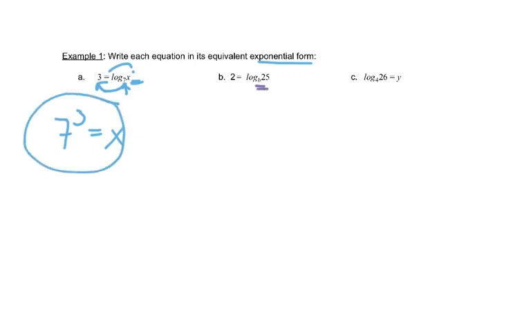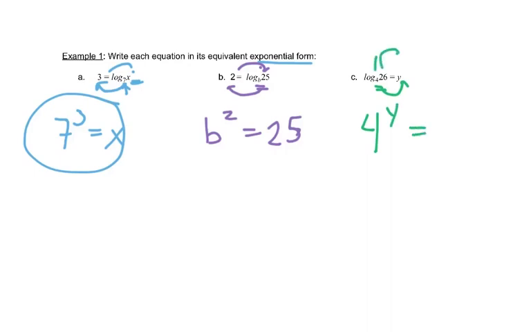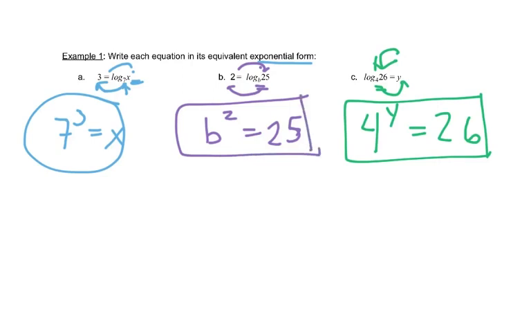Let's try it again here. We start with the little number, b. We go to the other side of the equal sign, get the 2, equals, and then we go back and get that number that's inside the log, the 25. One more time, we start with the little number that's the base. We go to the other side of the equal sign to get the exponent, then equals the number that's in the log, 26. So that's how we go from log form to exponential form.